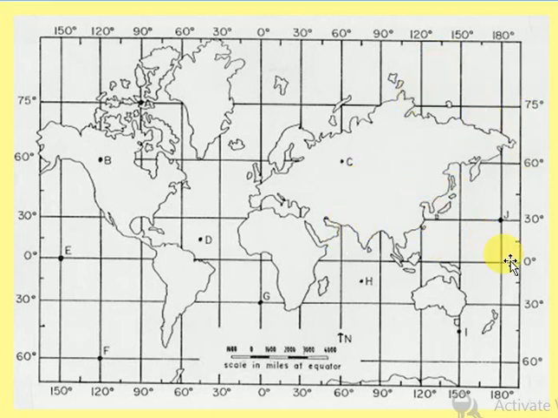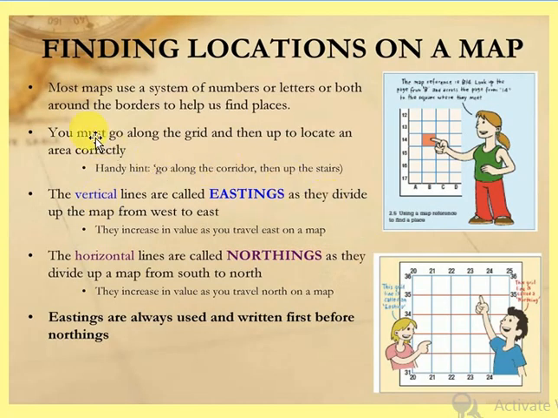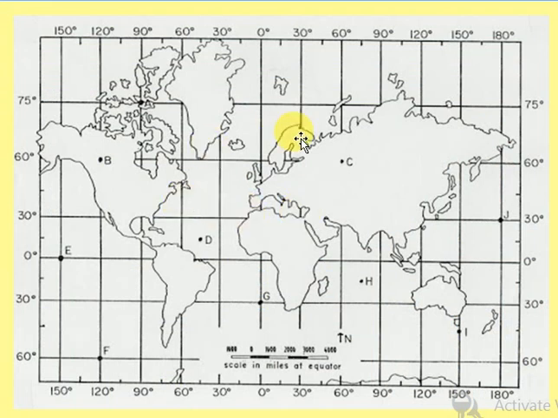Both the sides of the equator. Okay, from here also. This is the equator. Again, if you see, you must go along the grid system to find the exact location. So these grids, the cross sections of lines that you can see, are important to find the exact location.